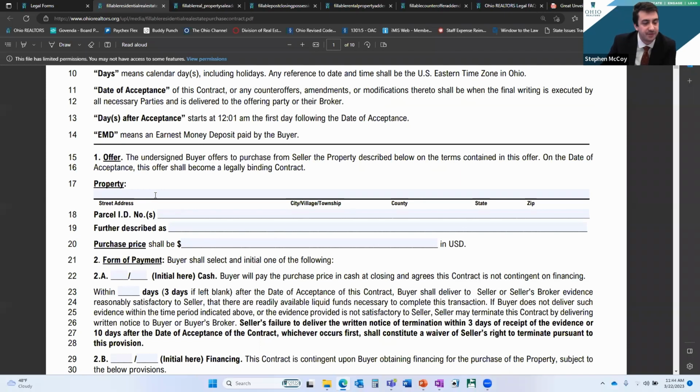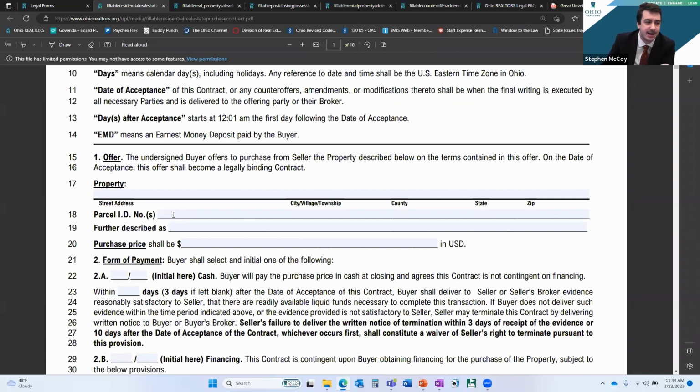The first paragraph, this is universal in all contracts. Identify the property. What are we buying and selling here, guys? So you will include the street address, including the city, the county, the state, and the zip. Okay. Parcel numbers, parcel ID numbers, very, very important. You can always confirm those using the MLS or obviously the county auditor's website. Very easy to use in all counties around the state.